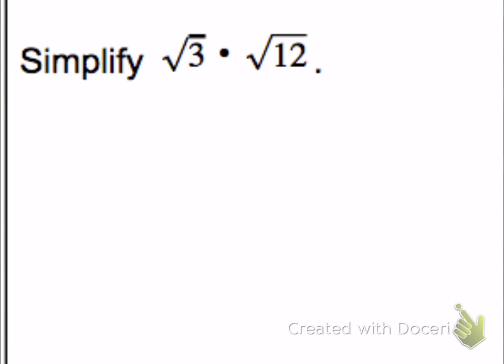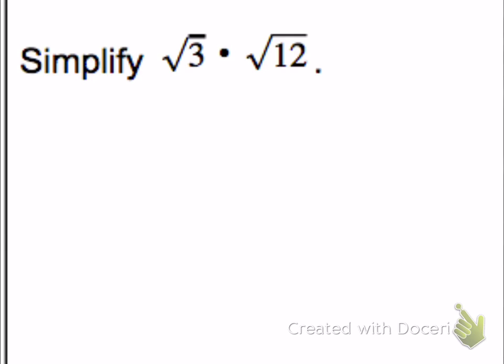So I'd like for you to try the next one, the square root of 3 times the square root of 12. And either you're multiplying them together and then trying to take the square root, or break it down to its building blocks. Enter your answer on Edpuzzle, and then the video will continue and you can check.